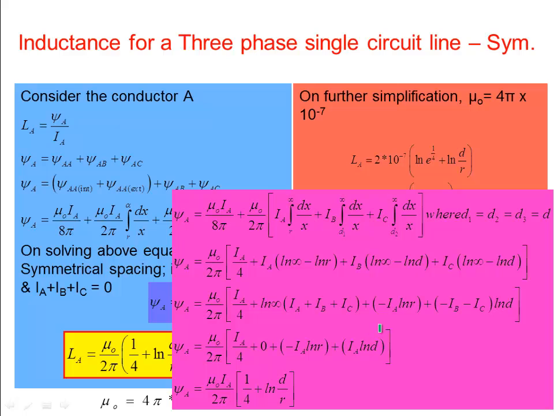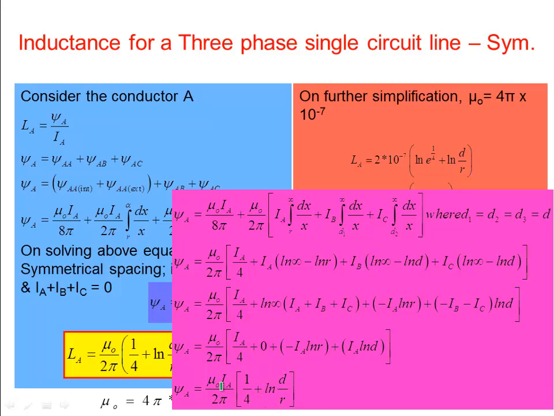Now the next step, these distances are all d only, so again these two terms we can simplify. These two terms are because of current Ib and Ic, so if we take this Ln d outside, we will get minus Ib minus Ic. In place of this minus Ib minus Ic, we have to substitute in terms of current Ia. So once we substitute, the final equation we may get is mu naught Ia by 2 pi, 1 by 4 plus Ln d by r.